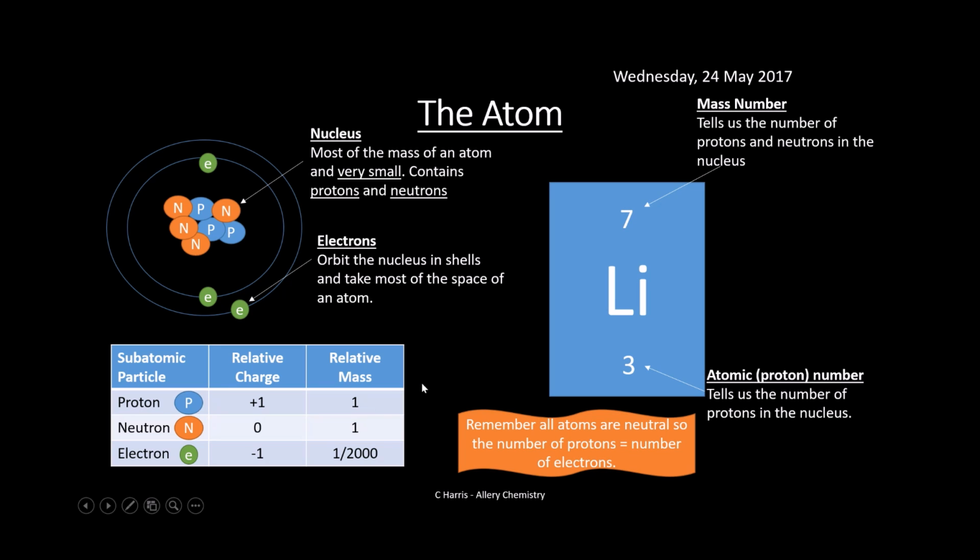Okay, so in the periodic table, obviously we have the mass number. This is the top number. This tells us the number of protons and neutrons in the nucleus. The atomic number, also known as the proton number, just tells us the number of protons in the nucleus. And remember, all atoms are neutral, so the number of protons equals the number of electrons in atoms. Obviously, if it's an ion, then that's going to change a little bit, so that's an important note to make.